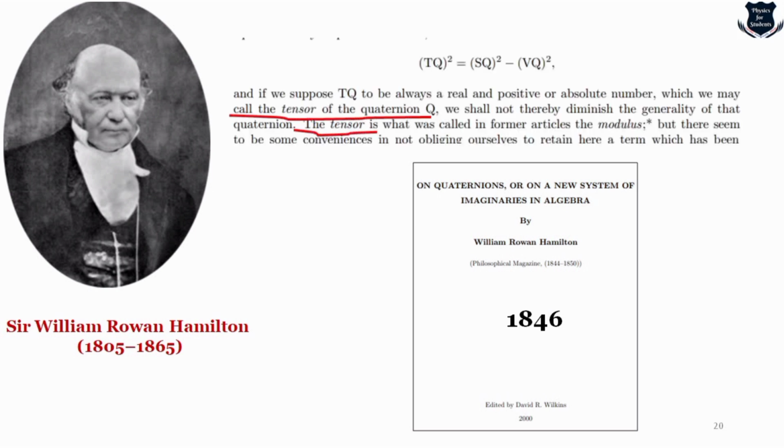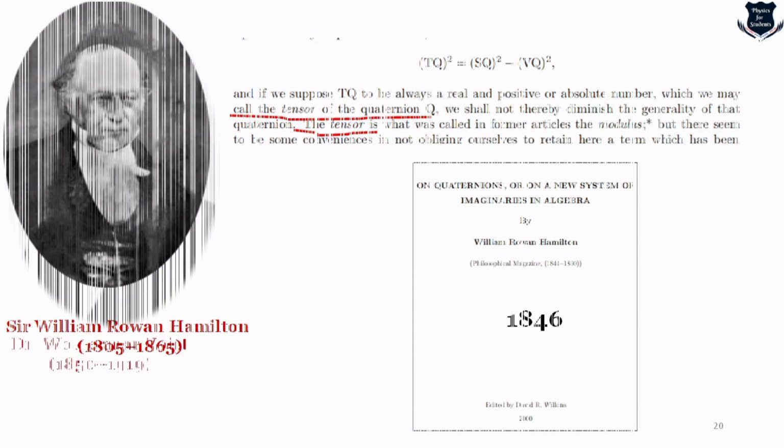You see, I have underlined this. So he writes something very nice: if we suppose that we call the tensor of the quaternion Q, we shall not thereby diminish the generality of the quaternion. The tensor is what was called in former articles the modulus. So this is what is underlined in red. This is where, in modern mathematics, we first find William Rowan Hamilton coining the term tensor, and this is the book which first appeared in 1846.